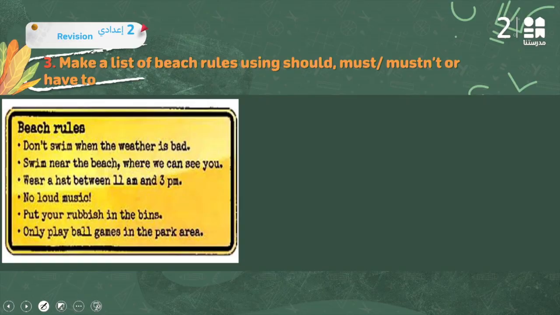Okay? طيب خلونا هنا نقرأ كده. We have some beach rules. Okay? بعض القوانين أو الرولز اللي احنا لازم نمشي عليها when we are on a beach. Here: don't swim when the weather is bad. Swim near the beach where we can see you. Wear a hat between 11 a.m. and 3 p.m. No loud music. Put your rubbish in the bins and only play ball games in the park area. And we have to use should, must, or mustn't, or even have to with every rule of this.